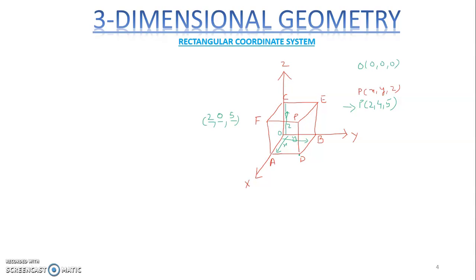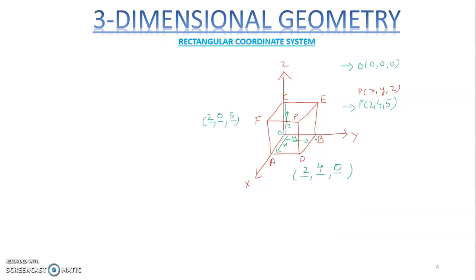Now suppose it says find the coordinates of D. Now you see carefully, D is lying in which plane? XY plane. So in the XY plane, Z coordinate will be 0, right? So what is left now? X and Y, which are 2, 4. What are the coordinates of origin? Already told, 0, 0, 0.